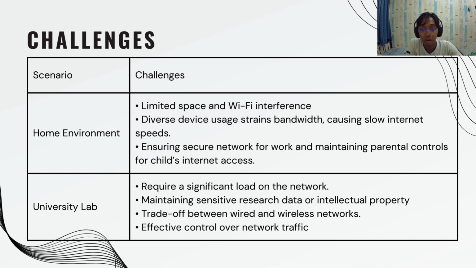For the challenge for the home environment: limited space and Wi-Fi interference. In a home environment, the physical space can be limited, and the presence of walls, furniture, and other obstacles can interfere with the Wi-Fi signal. The interference can lead to poor connectivity in certain areas of the house, resulting in a dead zone where the Wi-Fi signal is weak or non-existent.